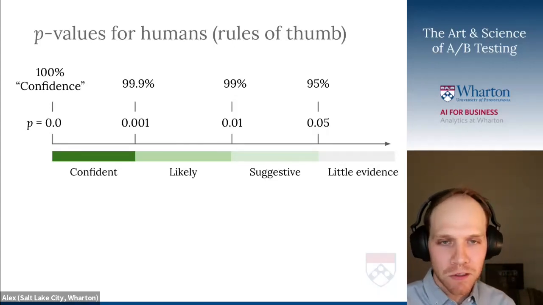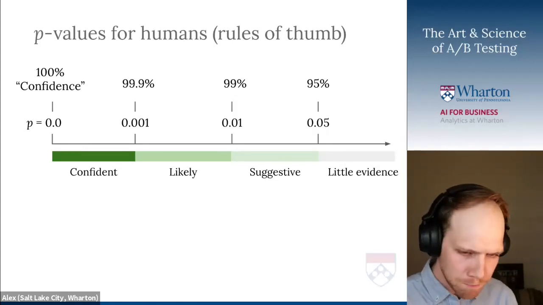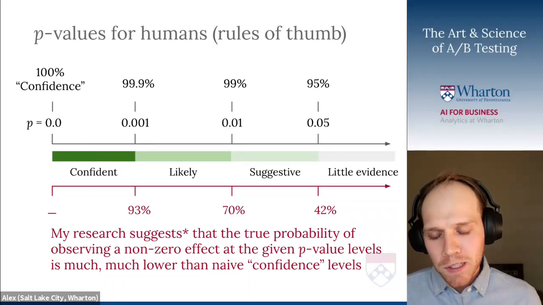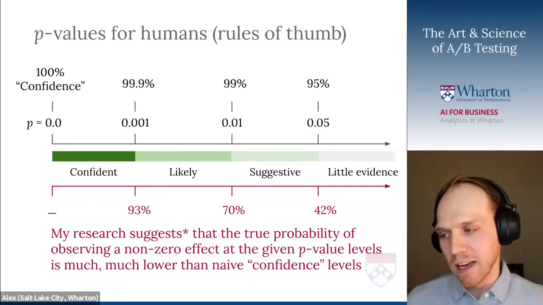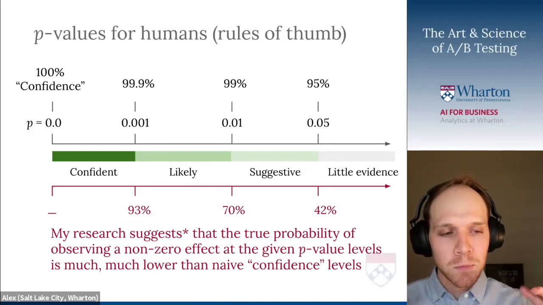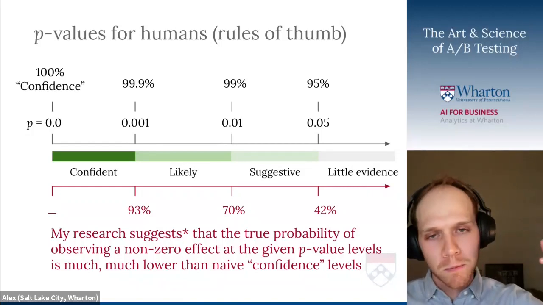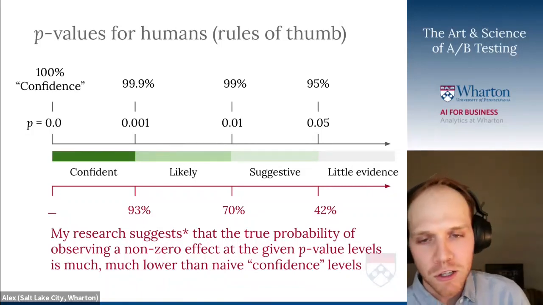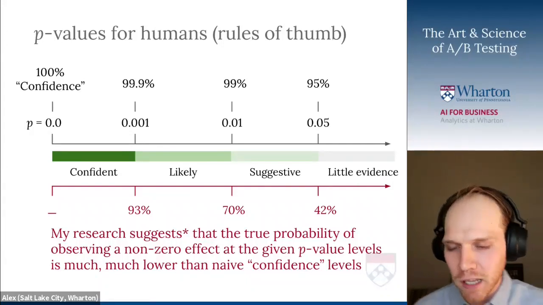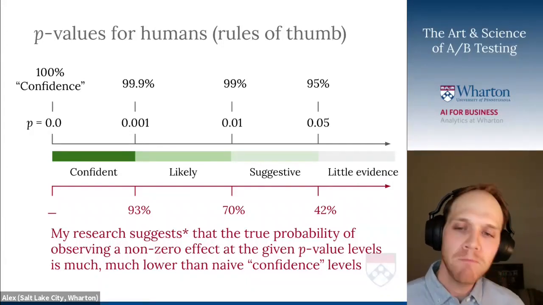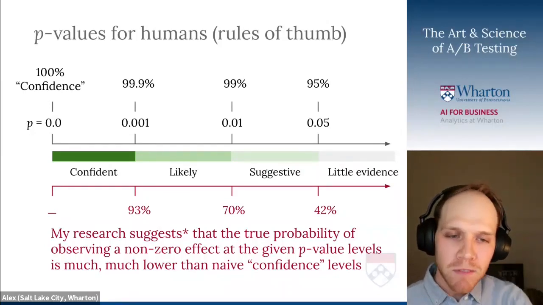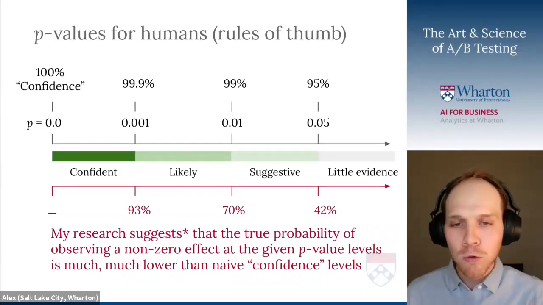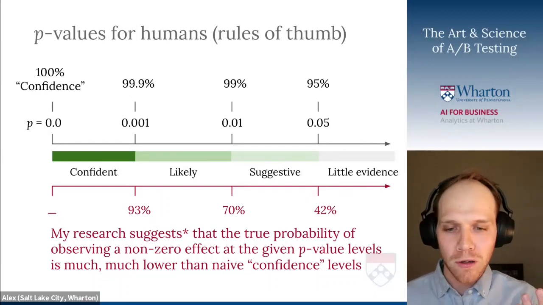And the reason I feel comfortable giving you these rules of thumb is because I've conducted some research where I've analyzed a large number of experiments and done what's called a Bayesian analysis, where I can take the p-values that are commonly reported and convert them into the quantities that we actually care about as human beings, right? So remember, the quantity we want to know is what's the probability that there's a true difference between variation A and variation B, right? And in my data set, a p-value of 0.05 only corresponds to a 42% probability that there's a true difference between your two variations, right?